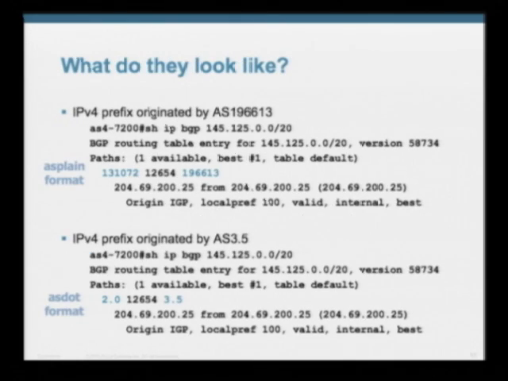What does it look like? Well, this is just my router that I have in my lab. So a v4 prefix originated by AS196613. If I do a show IP BGP for that, I get, well, there you see them. This is heard from, I forget who that is. I think it's some AS2.0.131072 I get transit from. And then you see the AS196613.